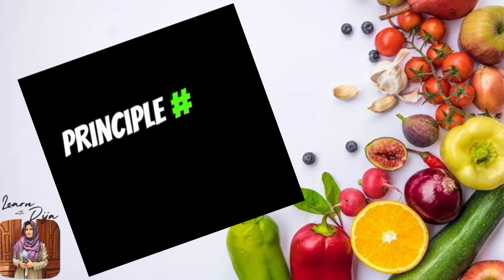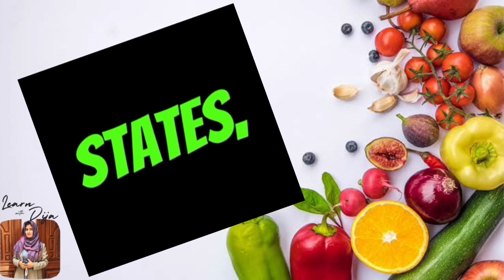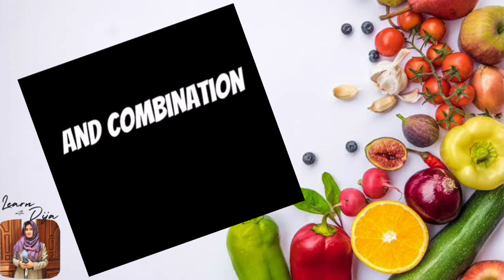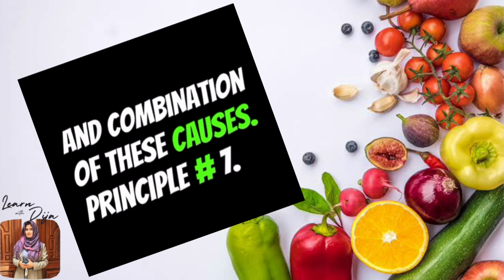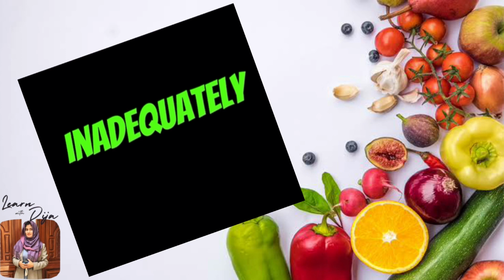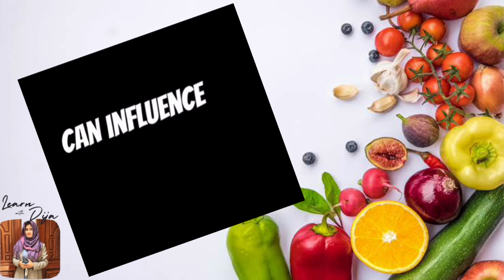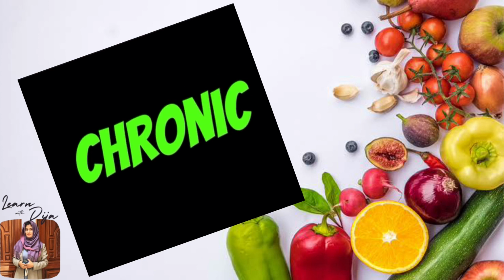Principle number 6. Malnutrition can result from poor diets and from disease states, genetic factors and a combination of these causes. Principle number 7. Some groups of people are at higher risk of becoming inadequately nourished than others. Principle number 8. Poor nutrition can influence the development of certain chronic diseases.